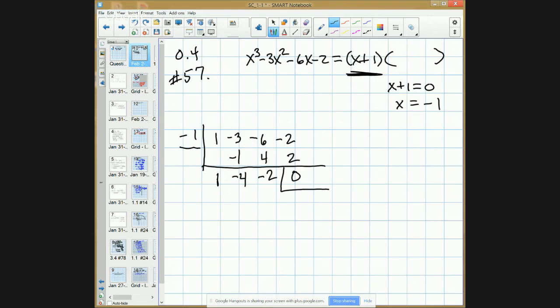So in other words, that tells us that x plus 1 divided in evenly with no remainder. And then all I have to do is interpret that thing above the wavy line. Since we were doing a cubic, what this means is x squared minus 4x minus 2. And that's what would go up here. So there, we used synthetic division to complete that factoring job in problem number 57.